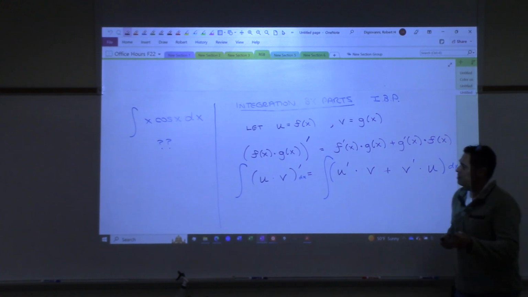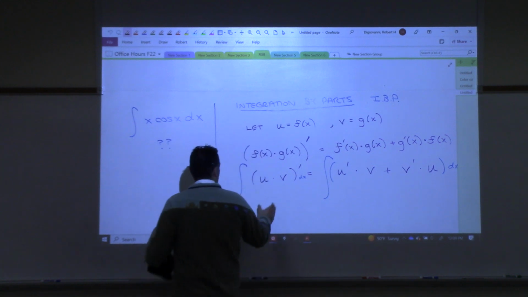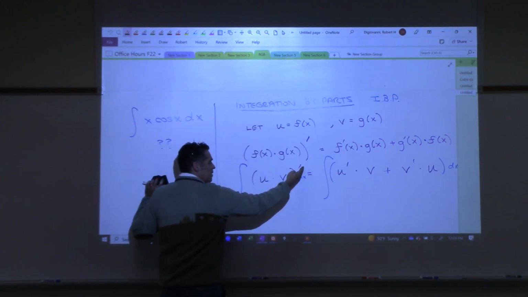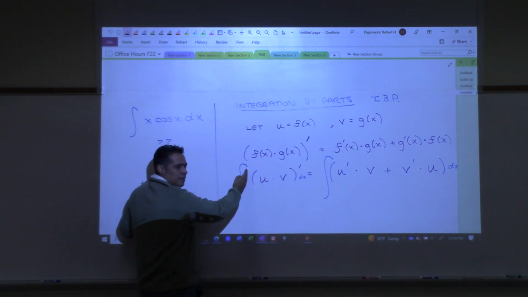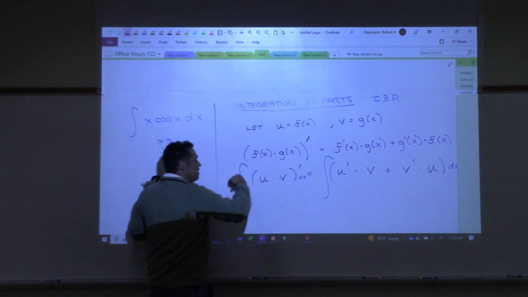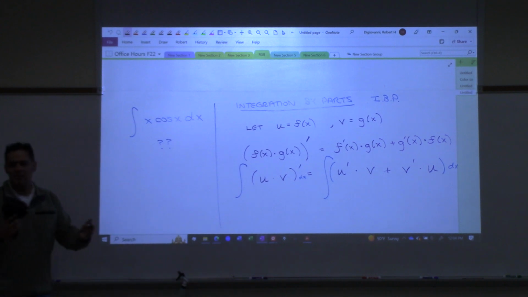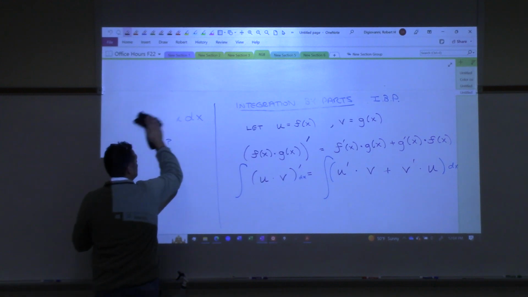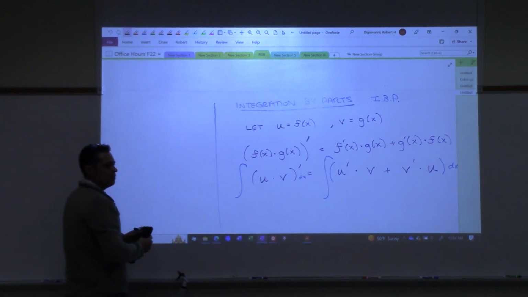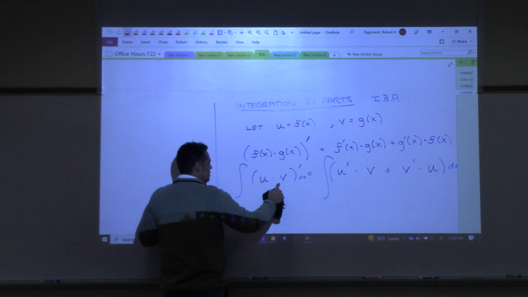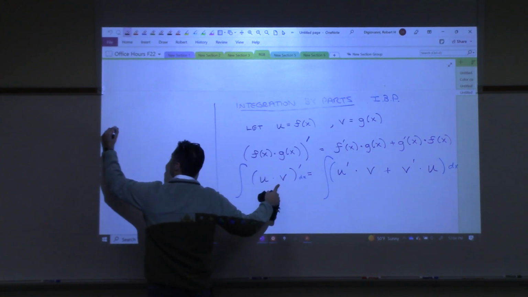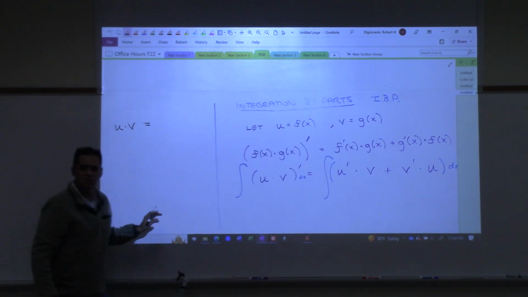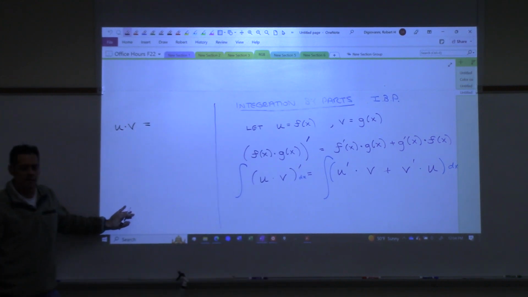Now, on the left-hand side, I have a product here, and I'm taking the derivative and then the antiderivative. So what happens when you take the derivative and then the antiderivative? The operations cancel each other out, which means the left-hand side should just be what? U times V, right? Are you all right with that, taking that left side? No one contesting that? We're okay?